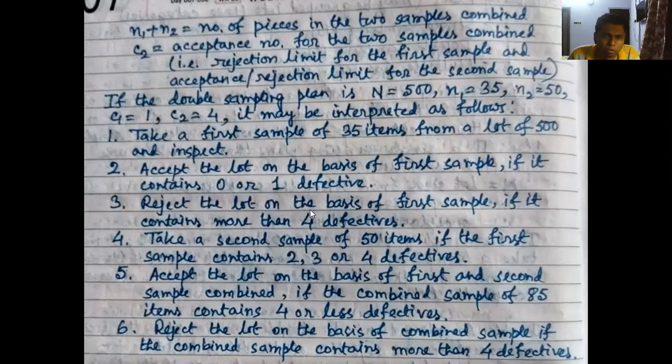Now reject the lot on the basis of the first sample if it contains more than 4 defectives. If you have more than 4 defectives, say for example 5 or 6 defectives among the 35 items, then you will reject the lot because the lot is bad enough to reject. Now if you reject the lot, or if you accept the lot, then taking the 50 samples again, or doing the second sampling, is not required actually.